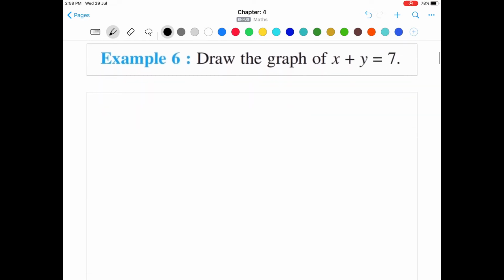Now we have example number 4. It says draw the graph of the equation x plus y equals 7. The equation given to us here is x plus y equals 7, not 6.